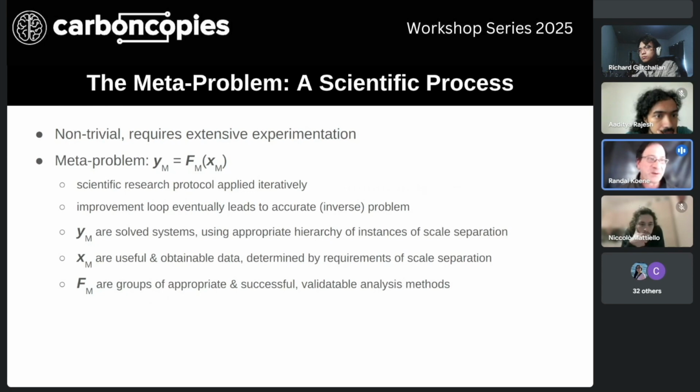In this expression of the meta problem, I'm calling the ym solved systems described using an appropriate hierarchy of instances of scale separation, and xm the useful and obtainable data sets as determined by requirements of that scale separation again, and fm are then groups of appropriate and successful validatable analysis methods.